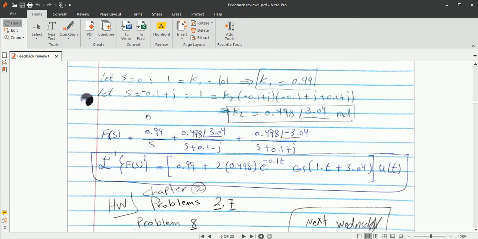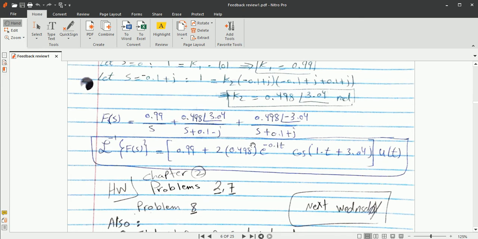If you take the inverse Laplace, this is simple: 0.99 will be 1 u of t, plus. Now this term is special, and you will see ahead how to write this one: 2 multiplied by the magnitude 0.498 and then e raised to the power minus sigma t. What is sigma here? It is 0.1, so here you can see e raised to the power minus 0.1 t. Then cos omega t. What is omega here? Omega is 1, so 1 dot t plus phi. Phi is your angle 3.04. Okay, you have to learn this thing, you have to write this.